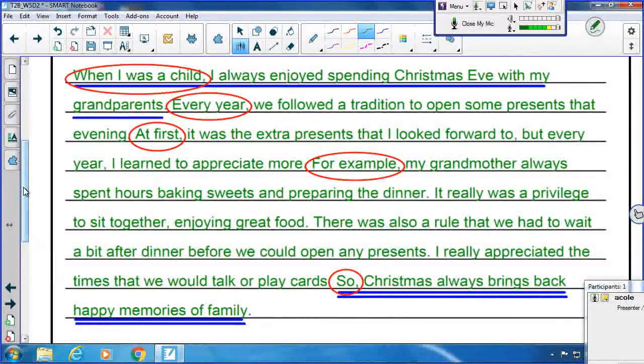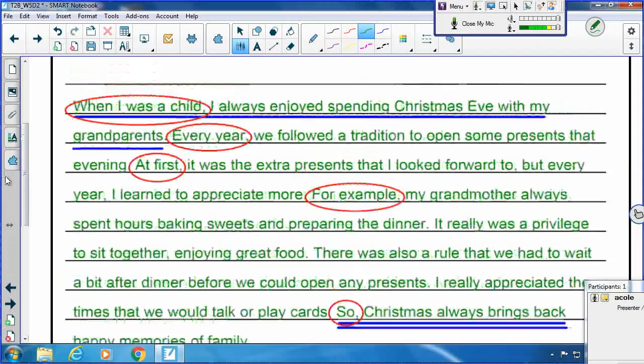When I was a child, I always enjoyed spending Christmas Eve with my grandparents. Every year, we followed a tradition to open some presents that evening. At first, it was the extra presents that I looked forward to, but every year I learned to appreciate more. For example, my grandmother always spent hours baking sweets and preparing the dinner. It really was a privilege to sit together, enjoying great food. There was also a rule that we had to wait a bit after dinner before we could open any presents. I really appreciated the times that we would talk or play cards. So Christmas always brings back happy memories of family.